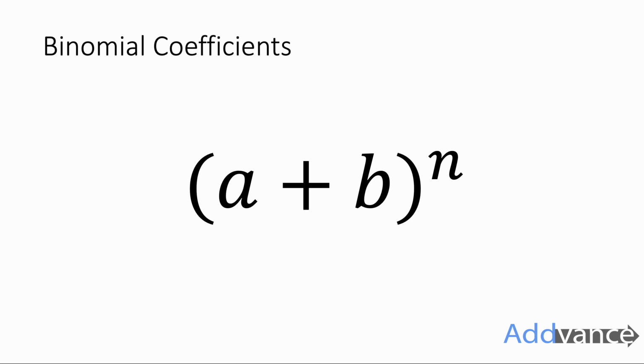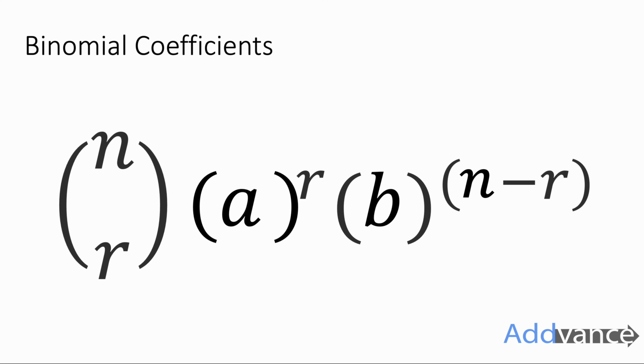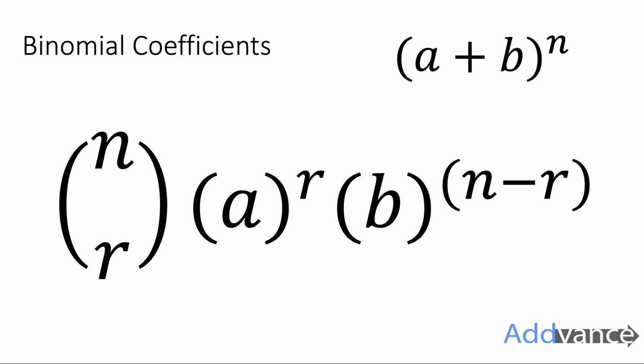You should know from that video that (a + b)^n, you can find the coefficients of this expansion with this formula. n choose r, a to the power r, b to the power n minus r. Where n is the power, r is each term, a is the first part of the bracket, b is the second part of the bracket.